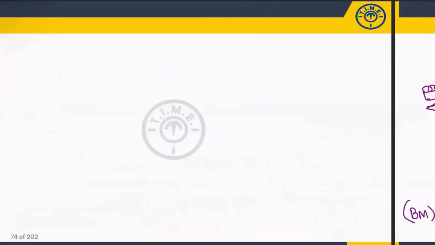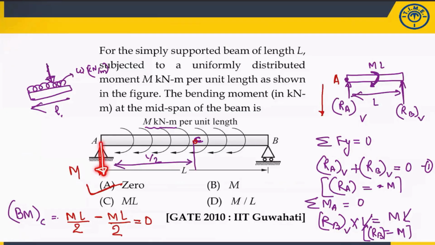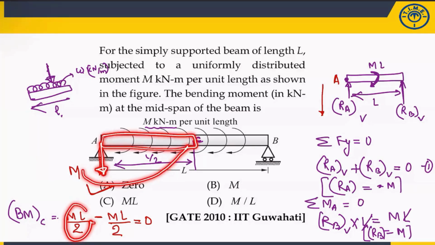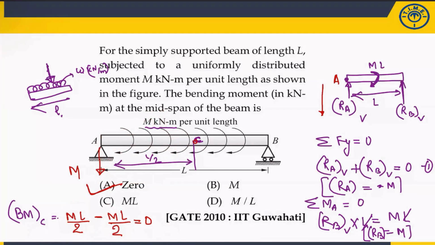So same here, if the reaction you have calculated is M, then this is m into L by 2 as the moment. Now for this particular portion, what is the net moment? This is M and this length is L by 2, because you want to calculate at C. So M into L by 2, you will get 0. Is it clear?